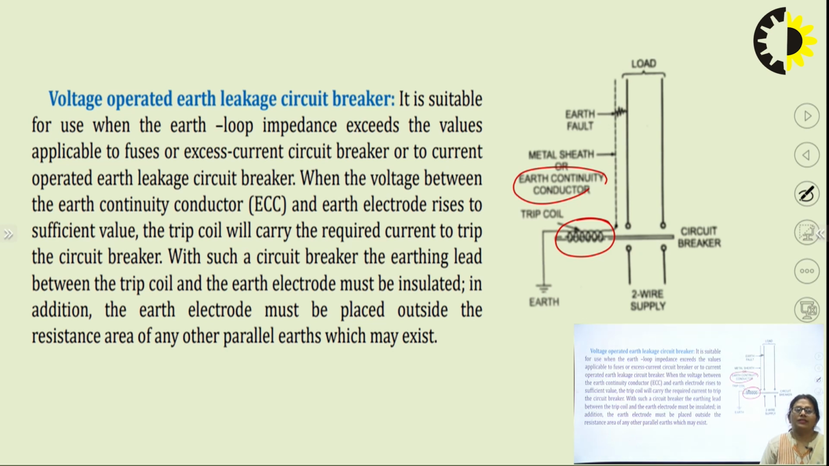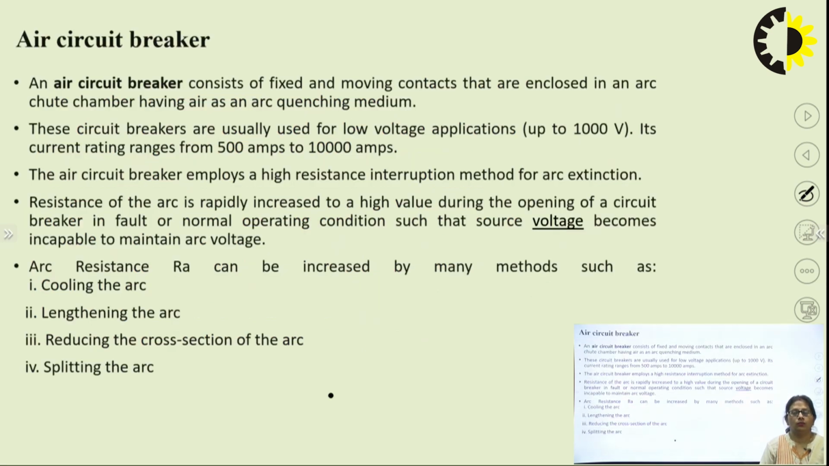right. With such a circuit breaker, the earthing lead between the trip coil and the earth electrode must be insulated, right. In addition, the earth electrode must be placed outside the resistance area of any other parallel earth which may exist. So, these two are the earth leakage circuit breakers.